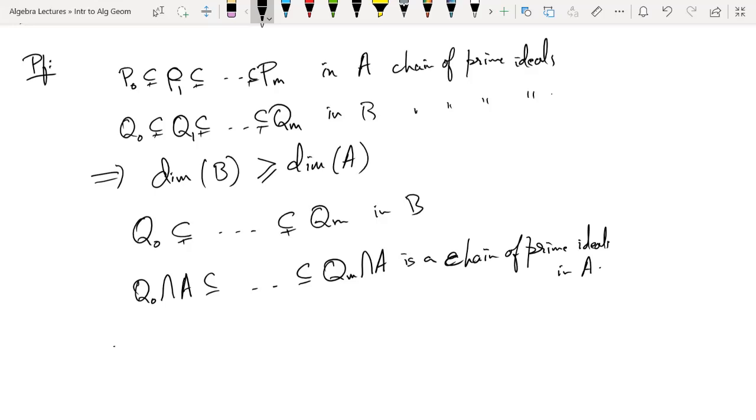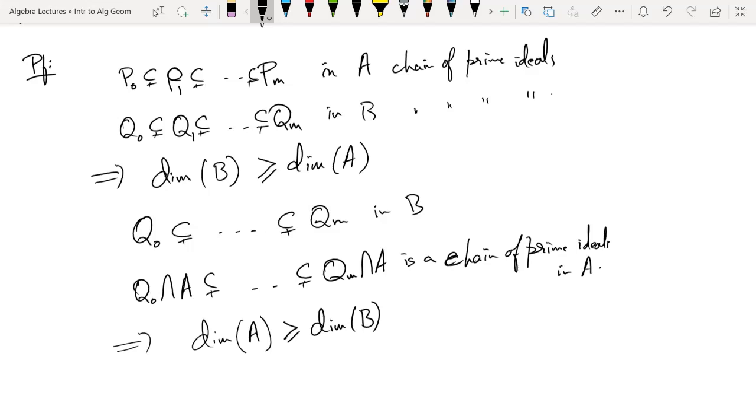And that tells you that the dimension of A, and they are all going to be distinct. Yeah, dimension of A is at least dimension of B. Okay, so if you take the longest chain, let's say in B, then you'll get a chain of prime ideals in A in which everything is going to be distinct. So that will give you this.